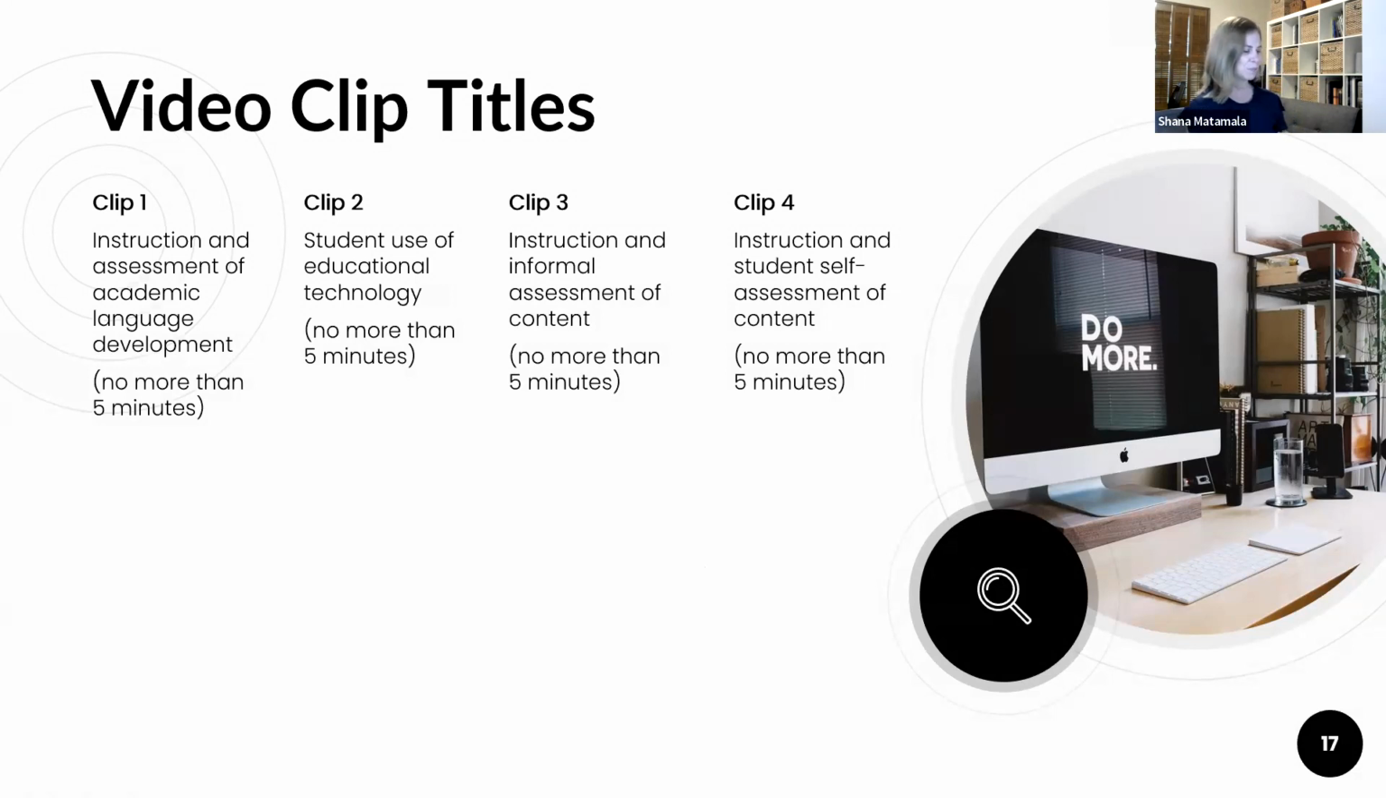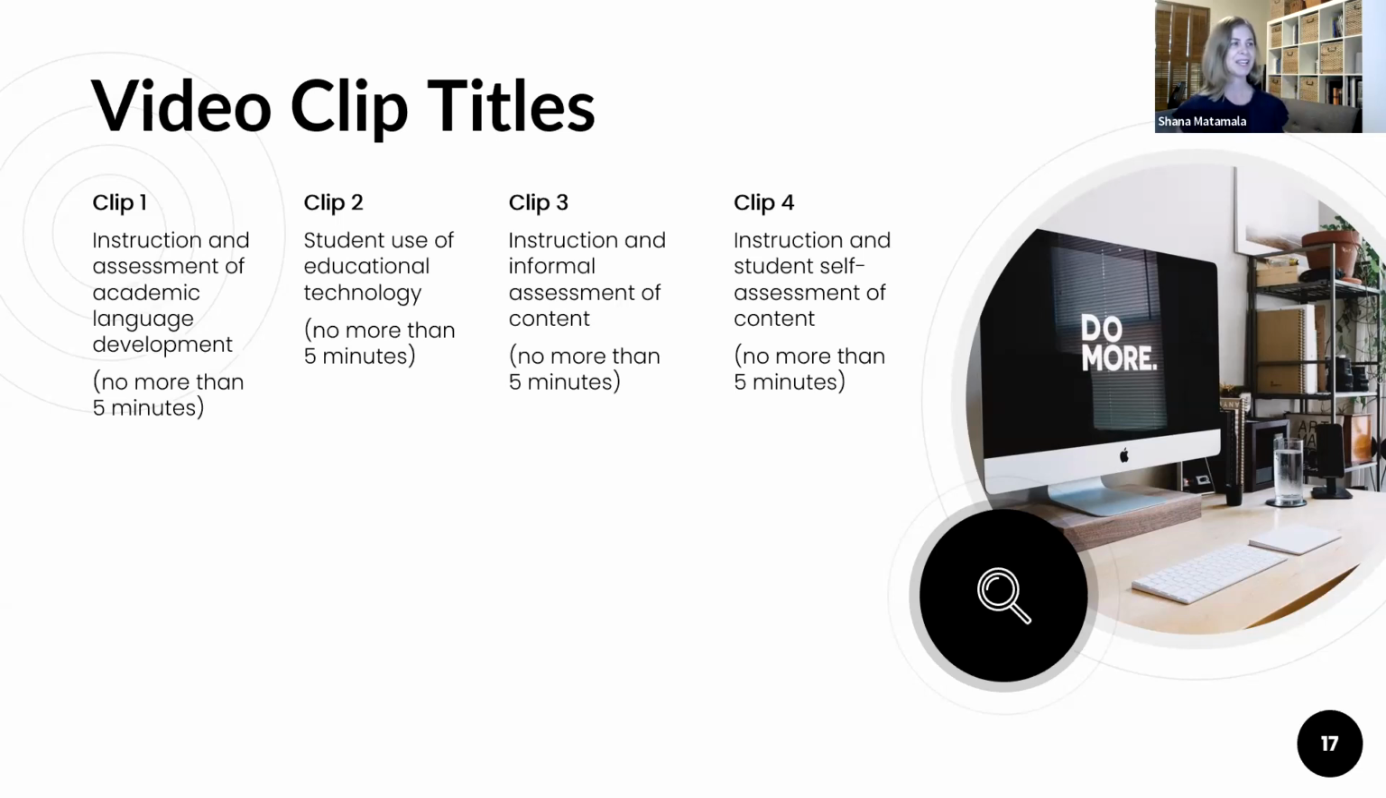So for video clip 1, this is where you are going to film instruction and assessment using academic language development. And it's no more than 5 minutes. And this is where you want to do something engaging. So like my idea of doing acute and obtuse would be a good example, pair share, individual whiteboards, something where you're teaching academic language and also you're engaging students in an activity and you can get feedback on how they're doing.